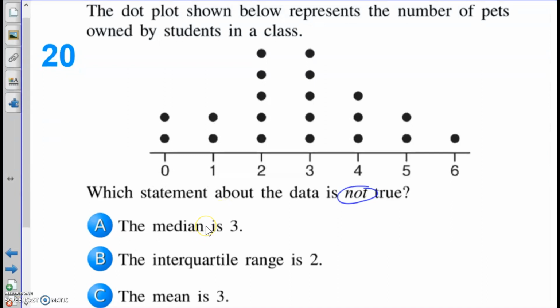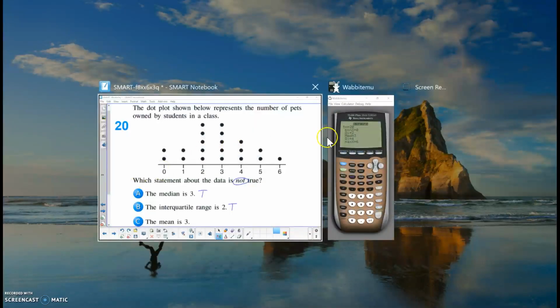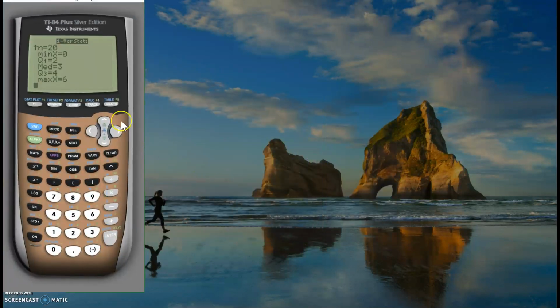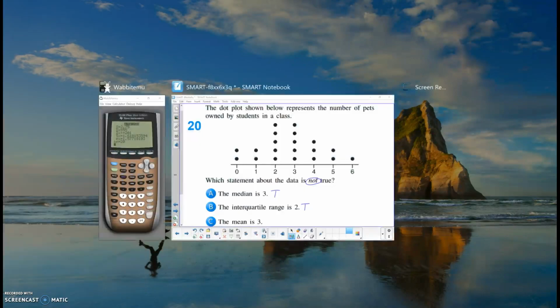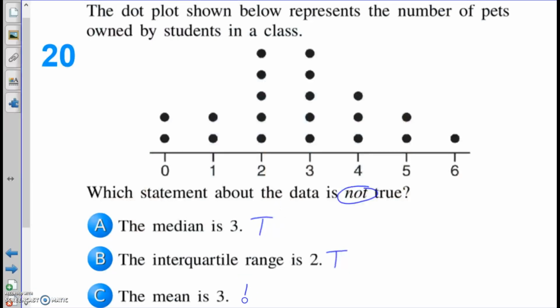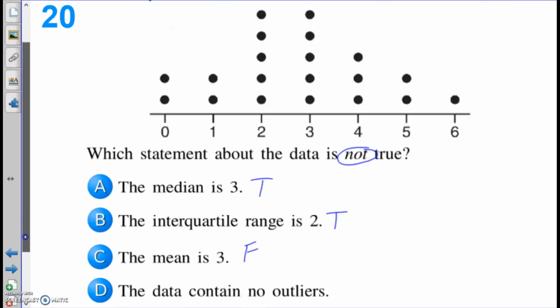All right, so now let's look at some of these choices. The median is 3. That is true. The interquartile range is 2. That is also true. The mean is 3. I believe the mean was a decimal, so I think that's going to be our false. If we look back up here, 2.75 rounds to 3, but it's not exactly 3. So I think that's false, but let me check out my last choice.